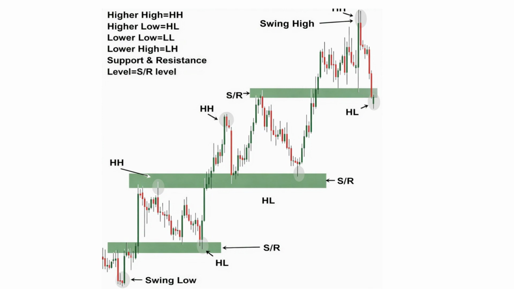When price makes a higher high and then a higher low, the market is in an uptrend. This means buyers are strong. Higher high plus higher low equals uptrend.